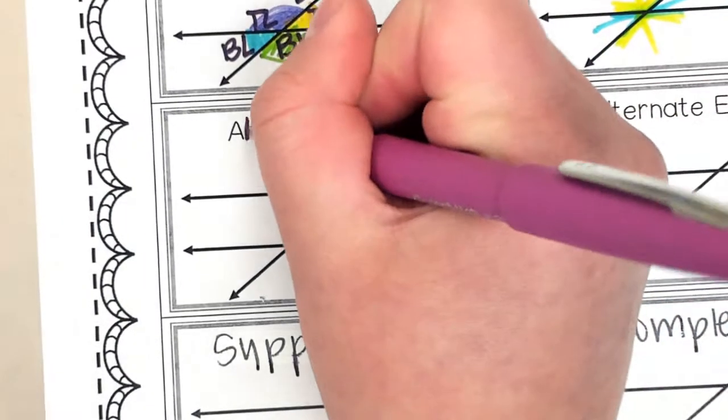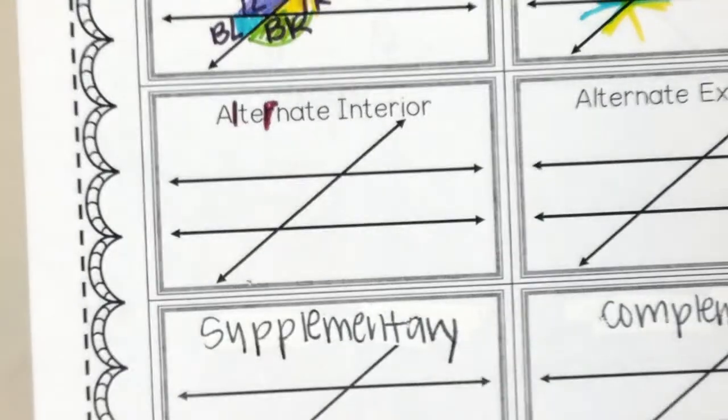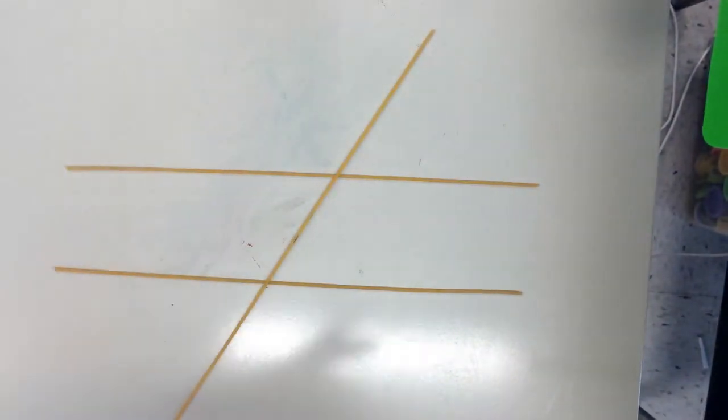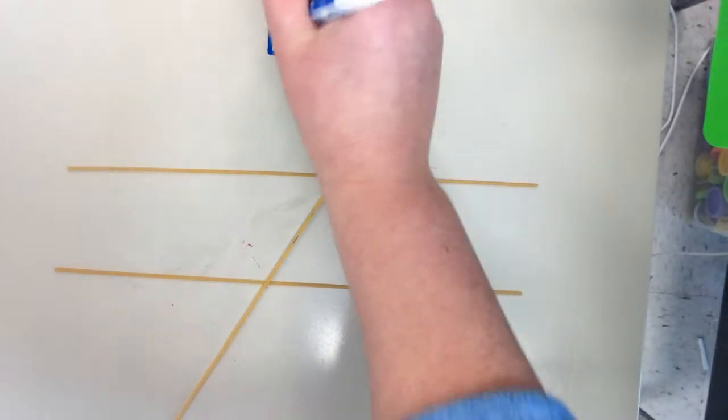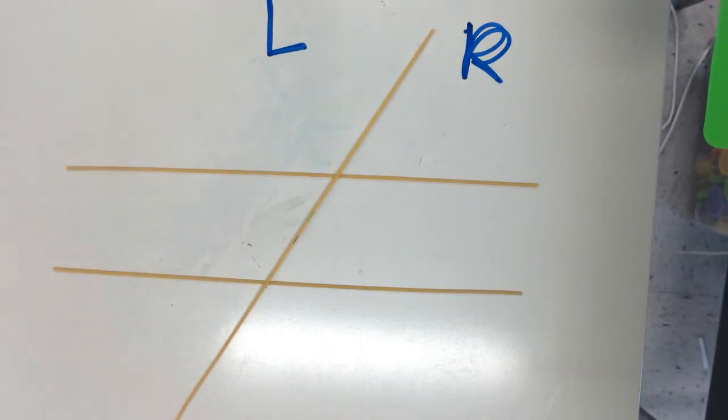So let's get out our spaghetti again. Oh, and before I do that, I do want to look at the word alternate. Got the word alternate, I want you to highlight or underline, circle, whatever you want to do, that L and that R. L and R. Those are the important things in alternate. Anytime you see alternate, I want you to think L and R for left and right. So I've got my parallel lines cut by my transversal. And again, alternate means left and right. So like we had earlier, we had a left side and we have a right side. Left and right.